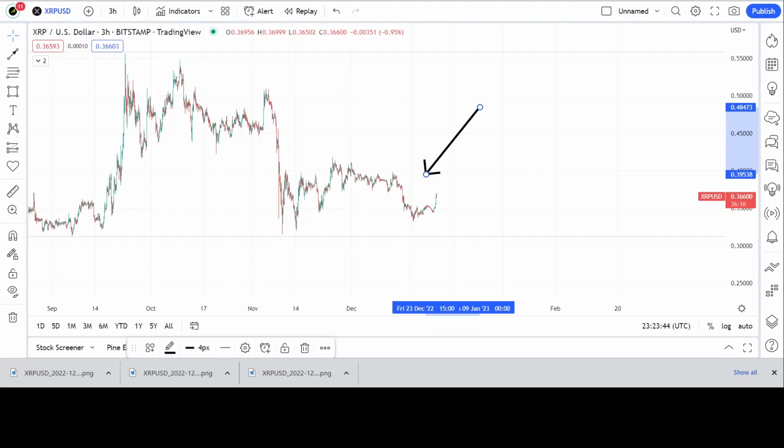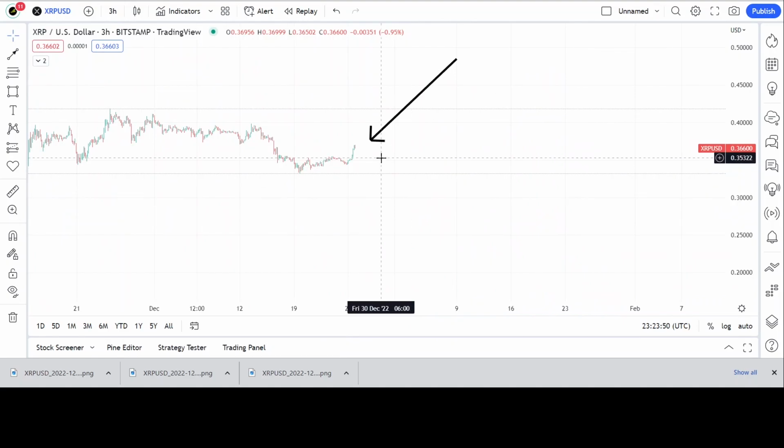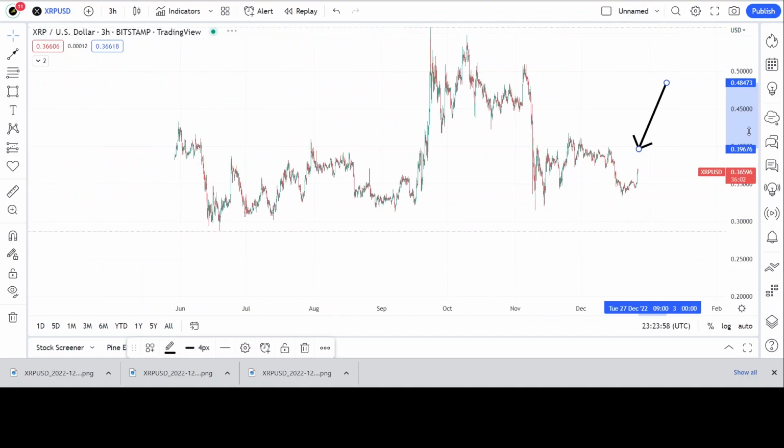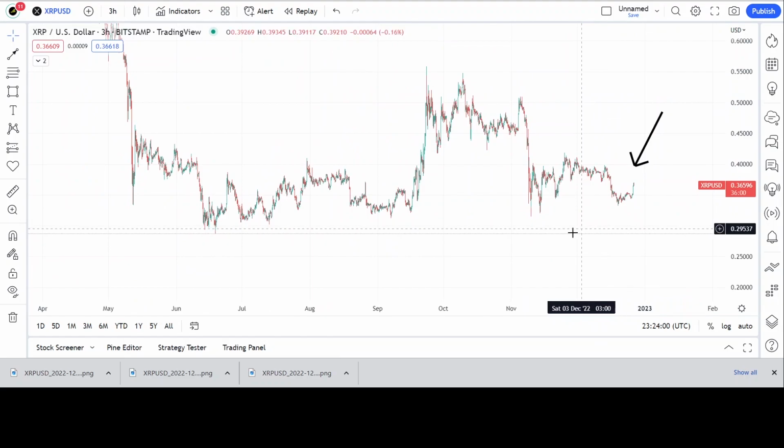So I have the XRP chart open here, and as you can see, price has been moving up lately. Now, what does this mean? Is this the beginning of something new? Are we going into a new time? Is this going to be a new bull run? Well, if you followed my previous videos, you'll know where I stand on the XRP chart.